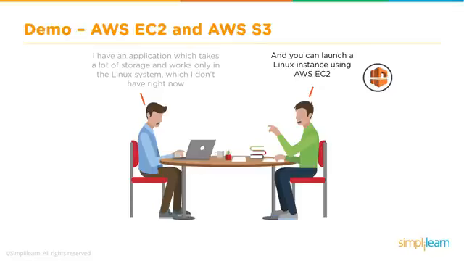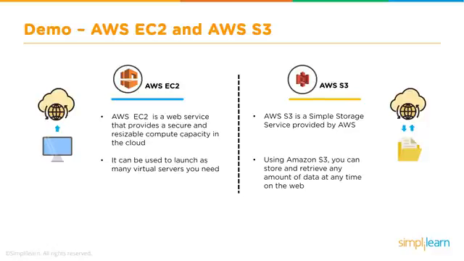And then the curious conversation builds up, and the first person wants to know what is EC2 and S3. And the second guy starts to explain that AWS EC2 is a web service that provides secure and resizable compute capacity in the cloud. EC2 can also be used to launch as many virtual servers as we need. And about S3, he explains AWS S3 is a simple storage service provided by AWS. Using Amazon S3, we can store and retrieve any amount of data at any time on the web.